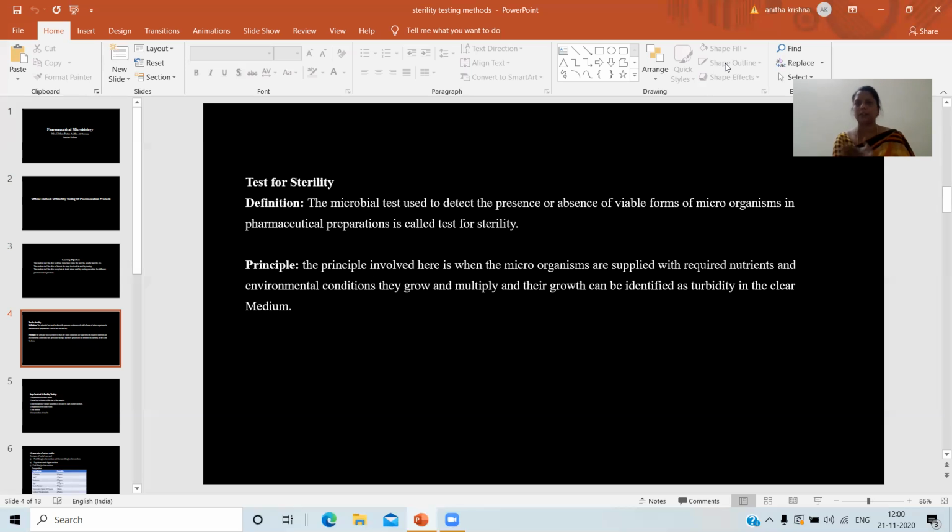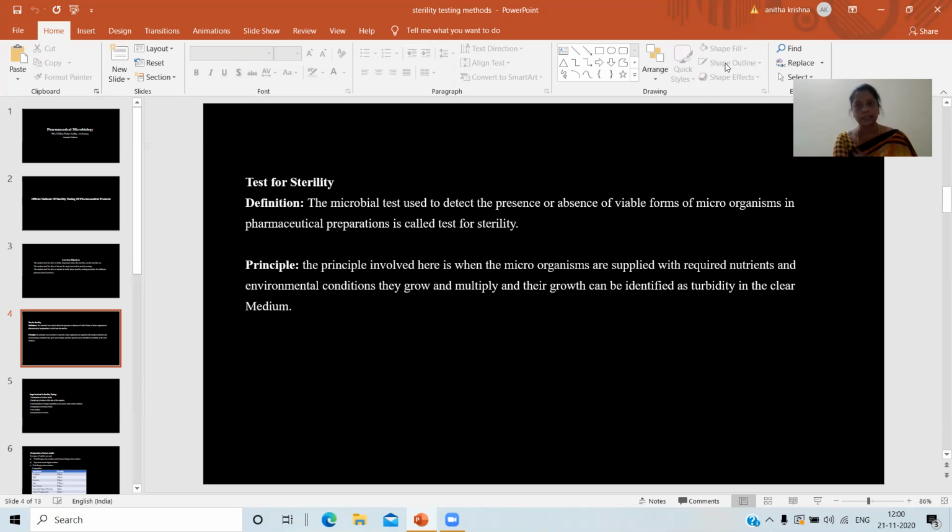Let it be any product, an injection, an ophthalmic product or an ointment, and even including your surgical items like absorbent cotton, IV sets, disposable syringes, anything, you have to check whether these products contain any microorganisms or not, because there is a hard and fast rule that whatever products we are preparing should be completely free from microorganisms.